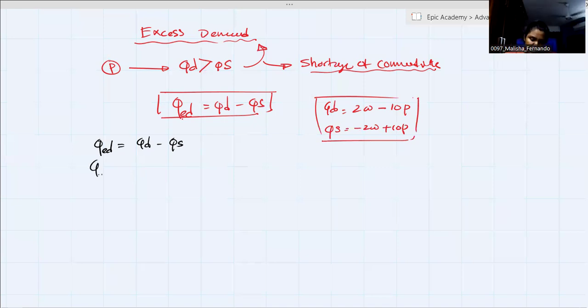Then QED equals QD, which is 200 minus 10p, minus QS. So this is the equation, and we have to write this equation within brackets: minus, open bracket, minus 200 plus 10p.